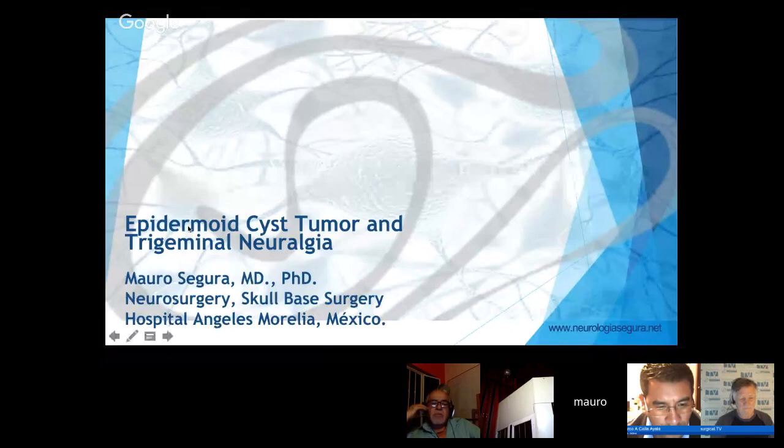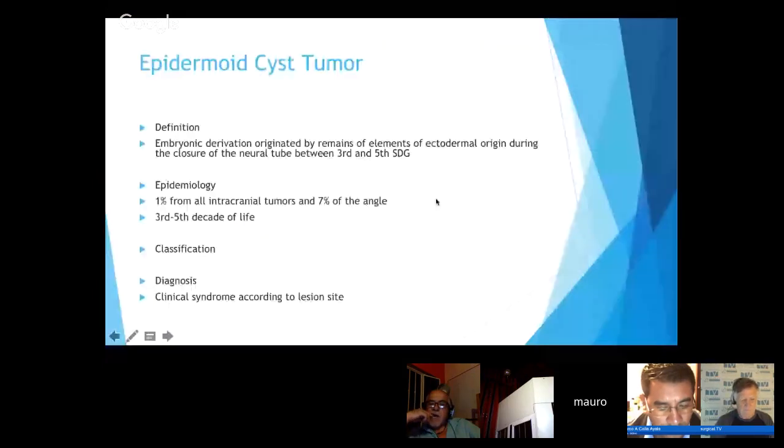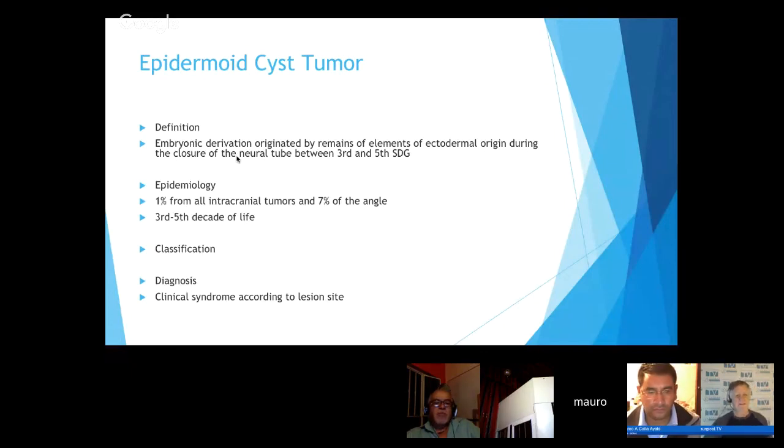I know that there are many neurosurgeons here, but this is for the students. The epidermoid cyst tumor is an embryonic tumor derived from the remaining elements of the ectoderm, from the disruption and clustering of the neural tube between the third and the fifth week of gestation. We all know that.